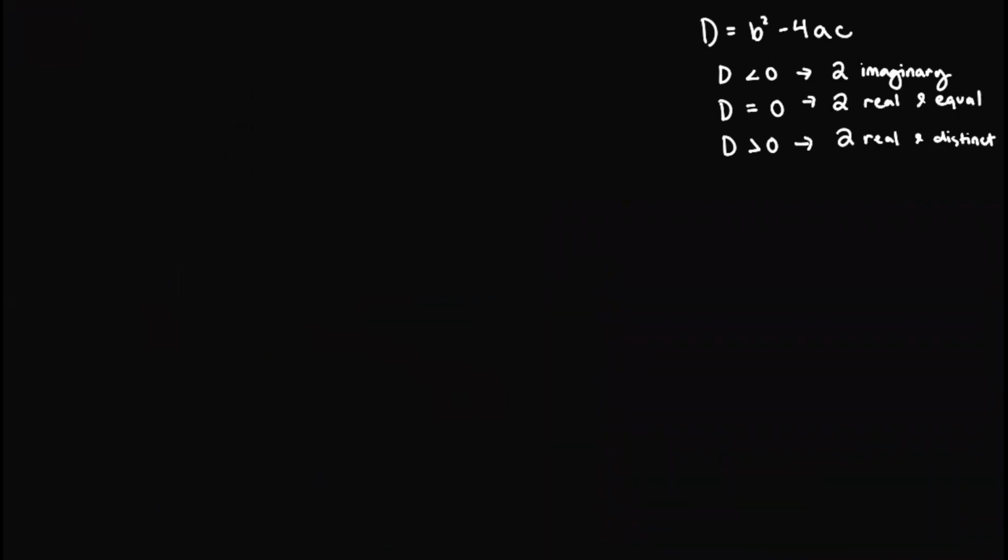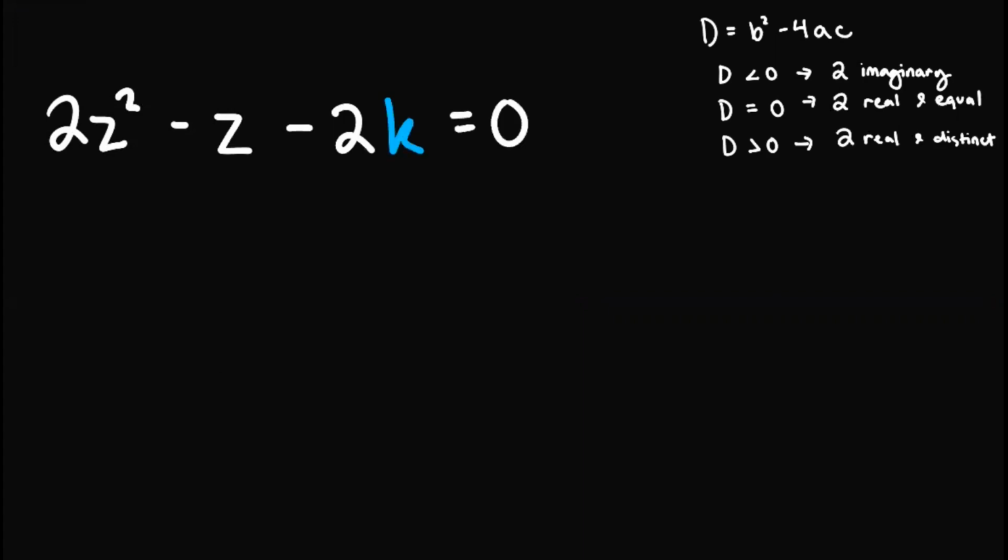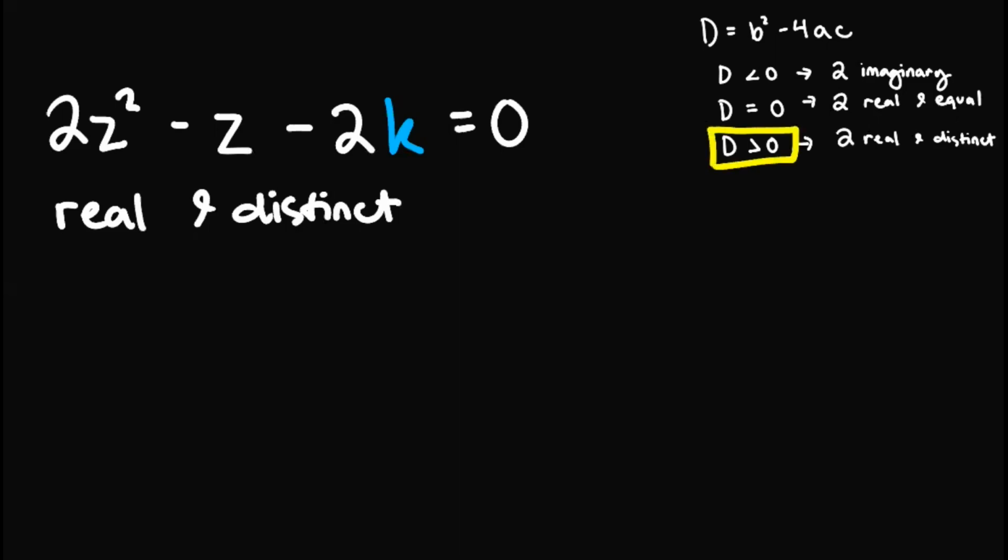Let's have this final example. Let's have 2z squared minus z minus 2k equals 0. This time we'll determine when will the roots of this quadratic equation be real and distinct. So for this to happen, D must be greater than 0. So we solve for D.